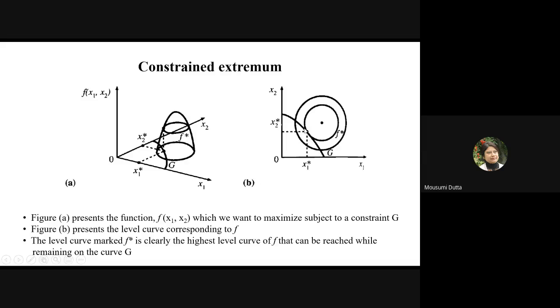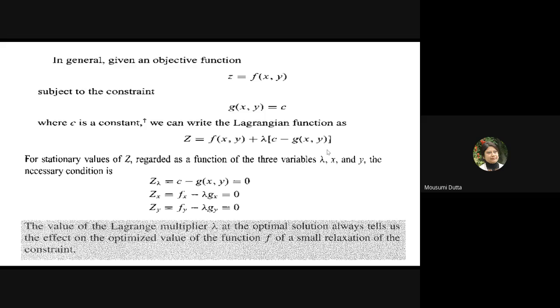Given the fact that I have to maintain this constraint, I can reach only up to this level curve. So this is the diagrammatic presentation of constrained extremum. Given the function alone, we will not be able to find the maximum or minimum; rather, we have to use the constraint. Now, how do we solve this constrained optimization, or how do we derive these values? The next question is, graphically we understand we will not be able to reach the maximum or the minimum of the function.